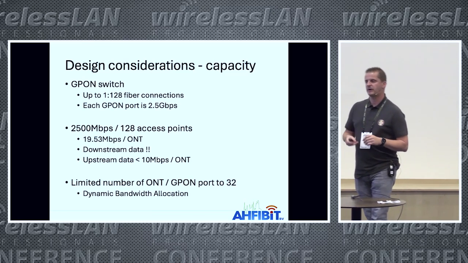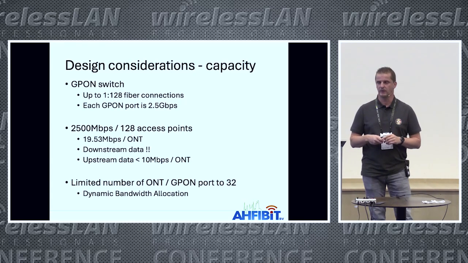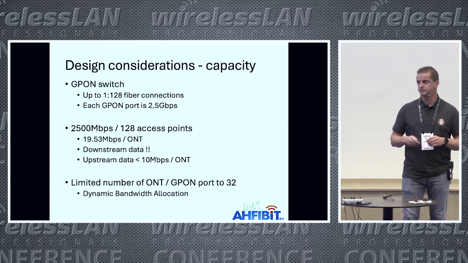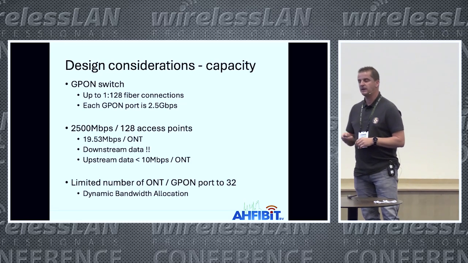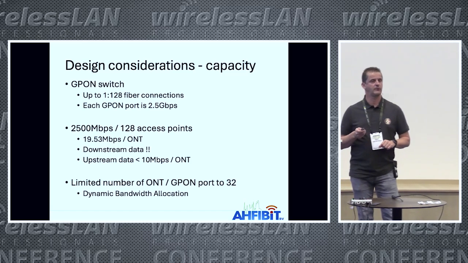So I limited my APs to like 32 APs per GPON connection. Upstream is even less because of TDMA. Now that's my capacity. Again, for quality of service, we have dynamic bandwidth allocation.